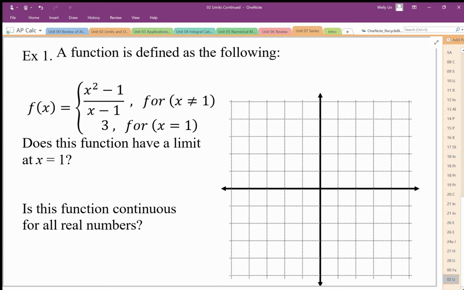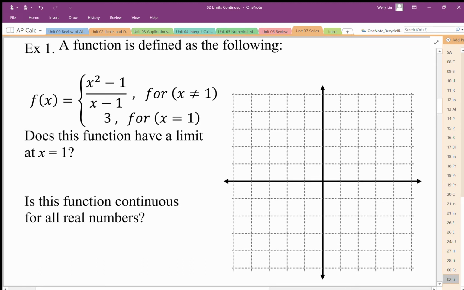So we want to draw this function, and we want to figure out what's going on at x equals 1. Because at x equals 1, we have a restriction. Here we're dividing by 0. So we want to know what's going on. So we can use a limit to do this.